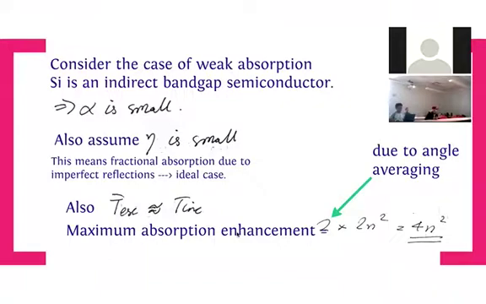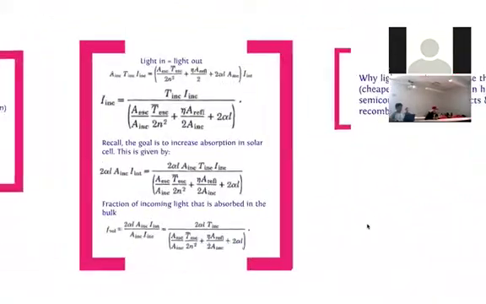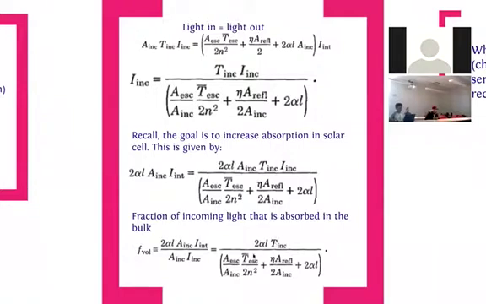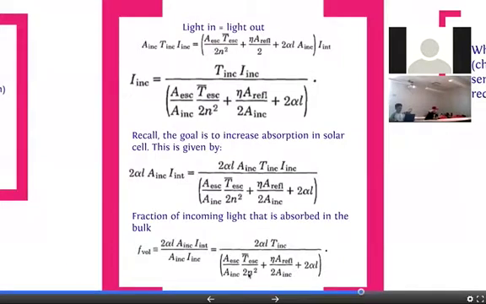So the maximum absorption enhancement under these assumptions can be shown to be 2 times 2n squared. You can do this yourself, but it's pretty simple. You just assume T incident is equal to T bar. The A's are equal, so these cancel out. Alpha L is very small, so you take this to the bottom. That means this becomes 1, and these things cancel out. Then 2n squared comes to the top. So we essentially end up with, let's see, eta is small, so you ignore that.